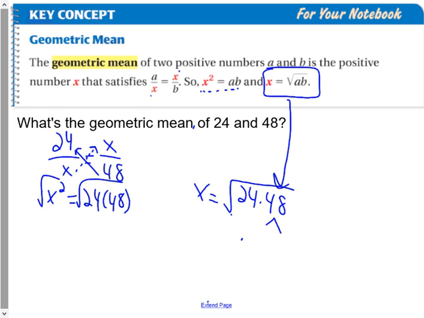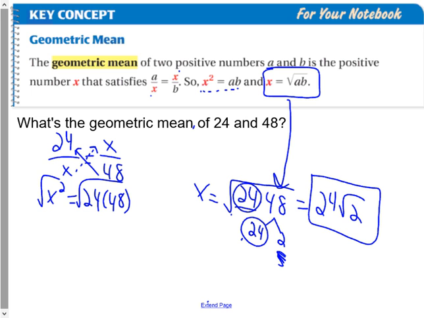We already have 24. 48 is 24 times 2. So instead of breaking down further, I have two 24s. 24 is going to come out. I only have one 2, so that's going to go back under. And my answer is 24 square root of 2. So 24 times the square root of 2.